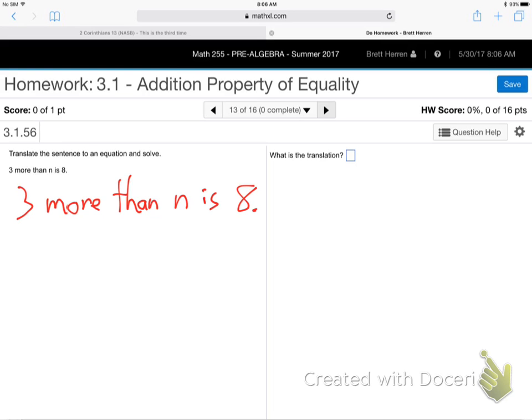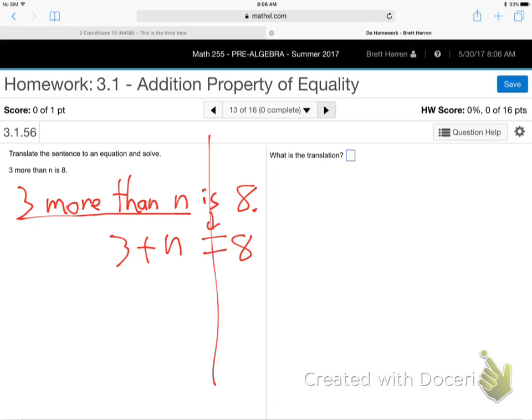Here's the equals, right? The "is" means equals 8. So the left side is what comes before the "is," and the right side's what comes after. 3 more than n. What is that? 3 plus n, yeah, or you could write n plus 3.